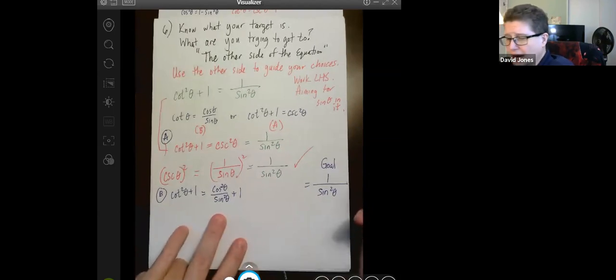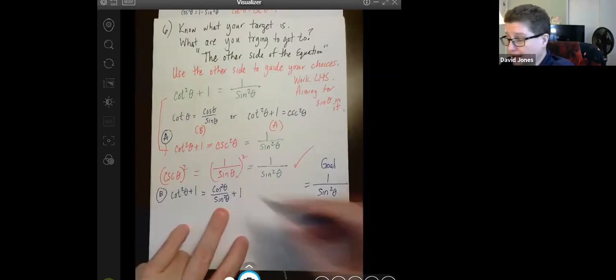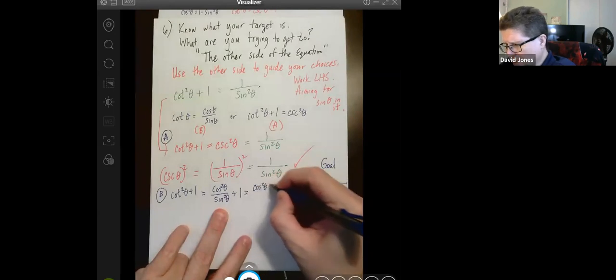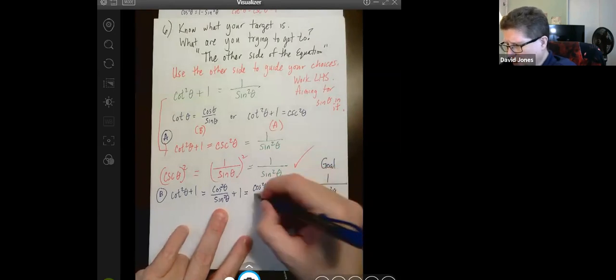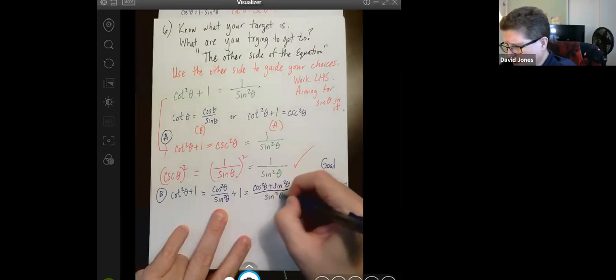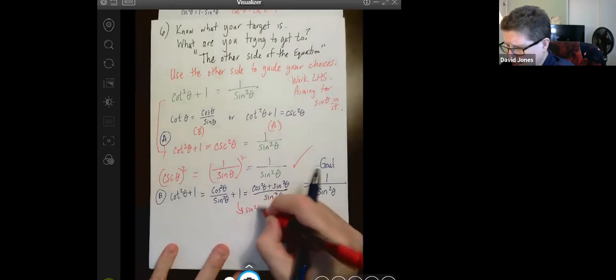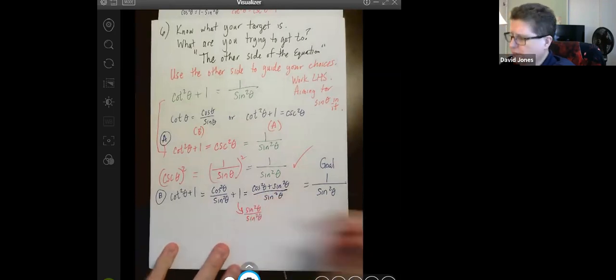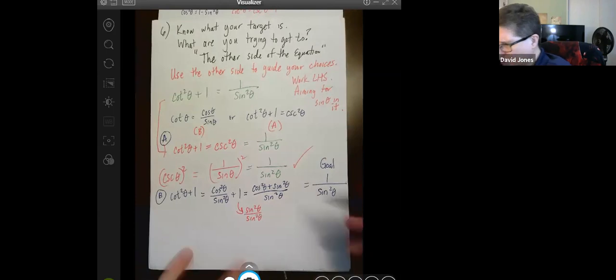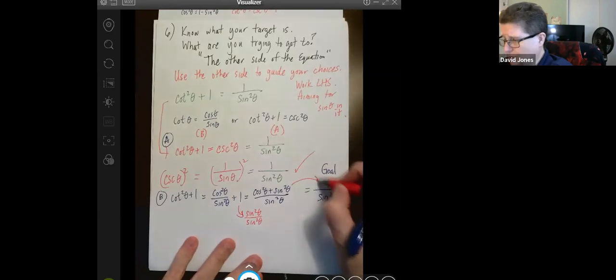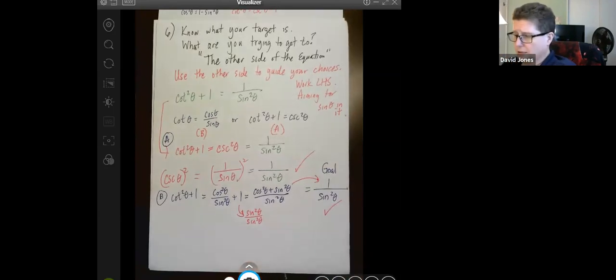What did we say about fractions? Getting rid of them here doesn't help. Maybe get an LCD. Cosine squared theta plus sine squared theta over sine squared theta, by treating the 1 as sine squared theta over sine squared theta. And that actually works. The top is an identity: cosine squared theta plus sine squared theta equals 1. So there's a couple routes to get there.